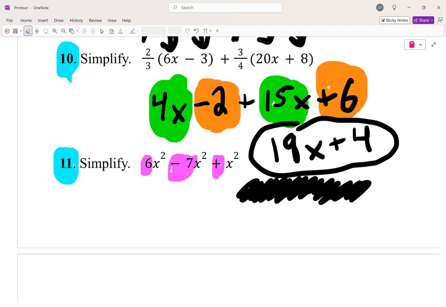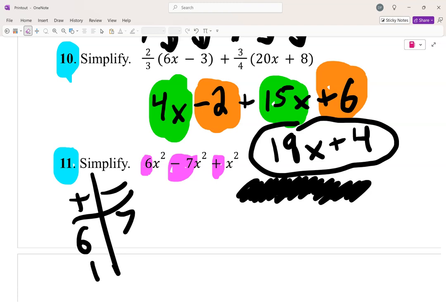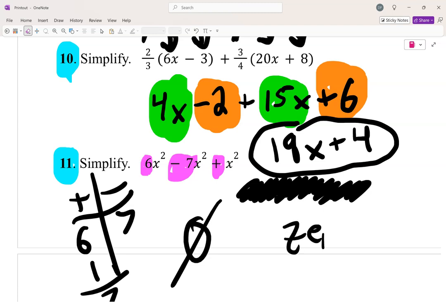Okay, let's do good guys, bad guys, just for fun. 6 good guys. 7 bad guys. 1 good guy. Okay, that means the score is 7. Oh, it's 0. It's a tie. The answer is 0. You just need to put a 0. I put a line through it so it doesn't look like an O.